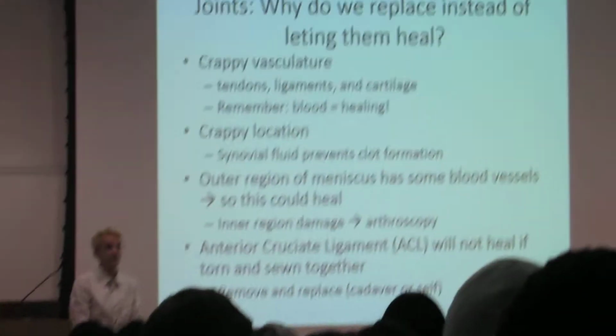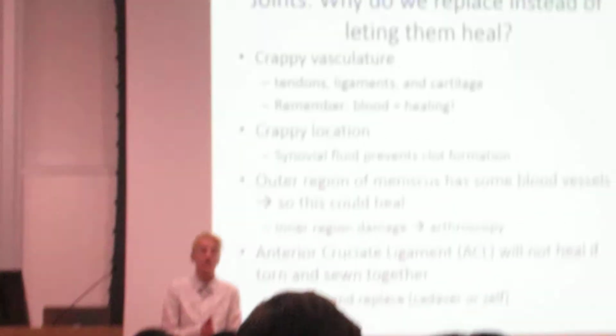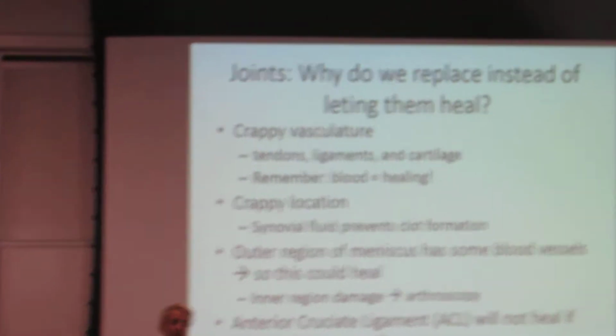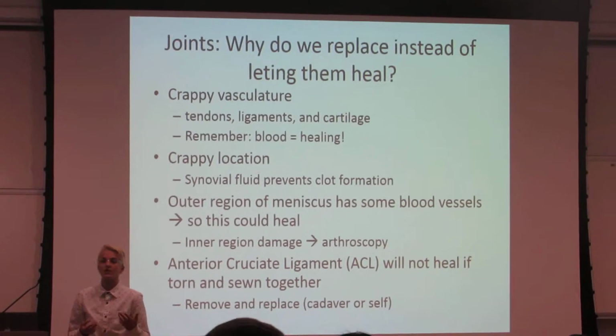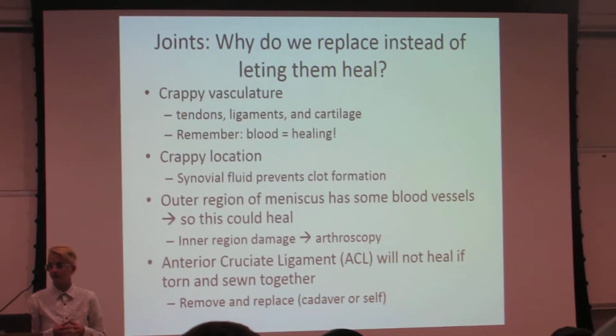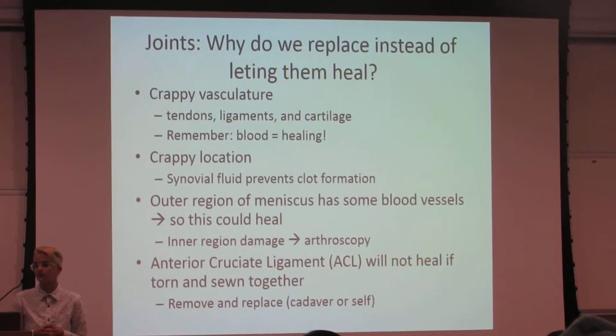So, joints, why do we replace them instead of letting them heal? Well, a lot of the components of these joints have poor vasculature. And blood, as you remember, equals healing. Blood brings the growth factors, blood brings the materials to rebuild things. So without blood, you can't really heal well. There's very minor vasculature in the cartilage.